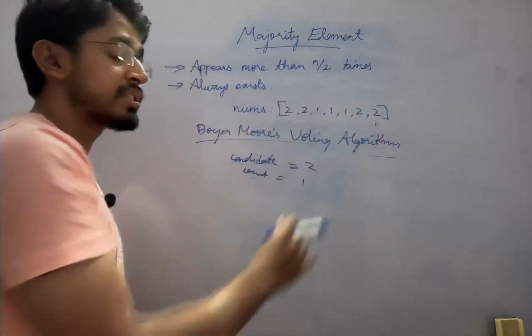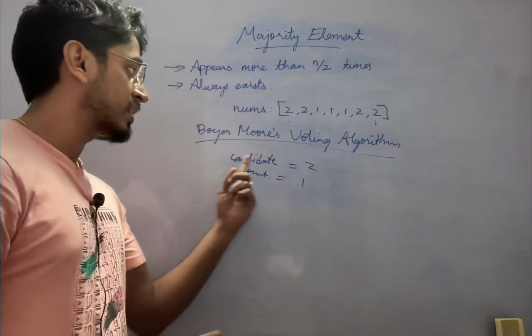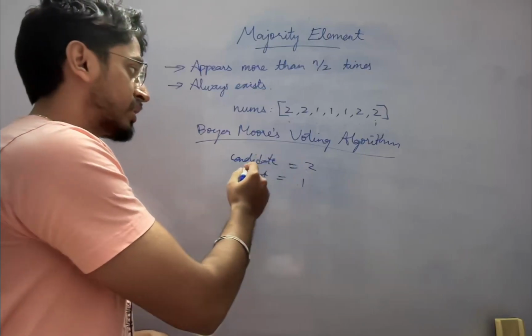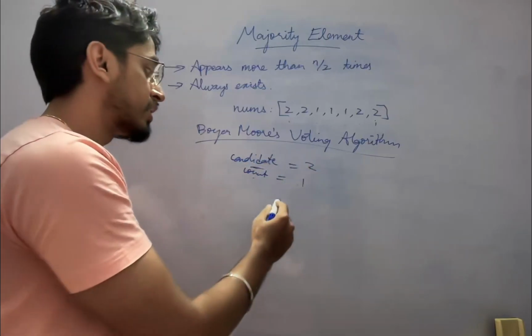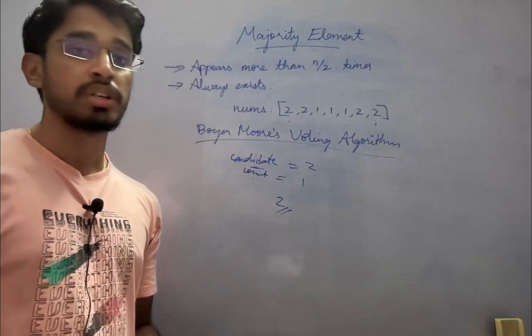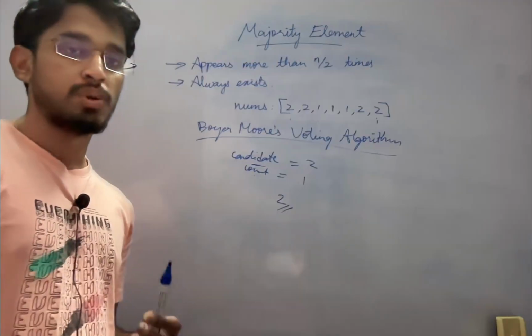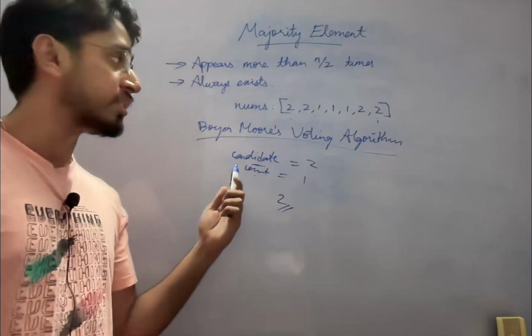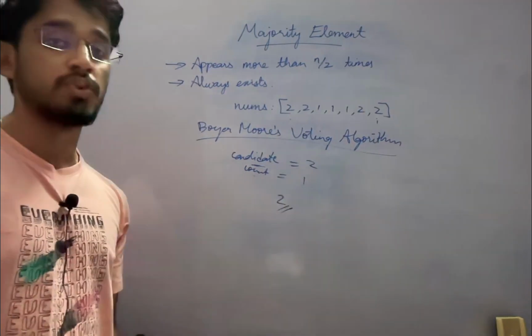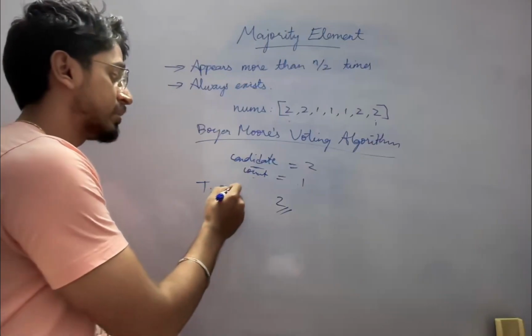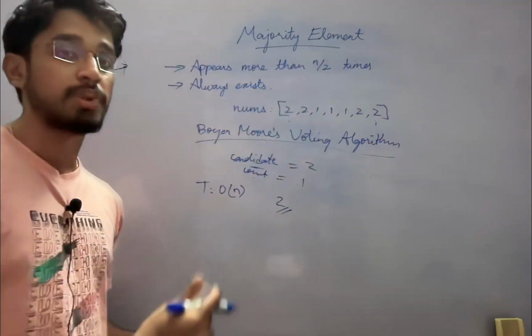So we have reached the end of the array. You see that the candidate is 2 and the count is 1. This is the candidate which we need to return at the end. So 2 is the majority element for this particular given set of numbers. What is the time complexity involved with this approach, Boyer-Moore's voting algorithm? We are just looping across the array once, so the time complexity is O of n.